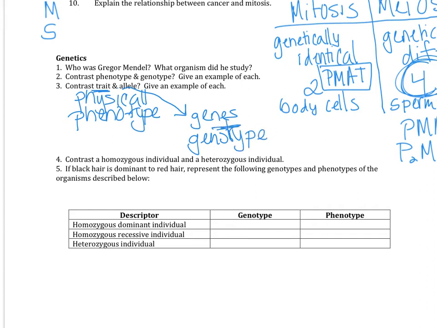Okay? That's all that is. An example of a phenotype would be like green eyes, which is what I have. A genotype might be this. I don't know if that's the actual genotype, but just go with it, all right? So that's the only difference there.